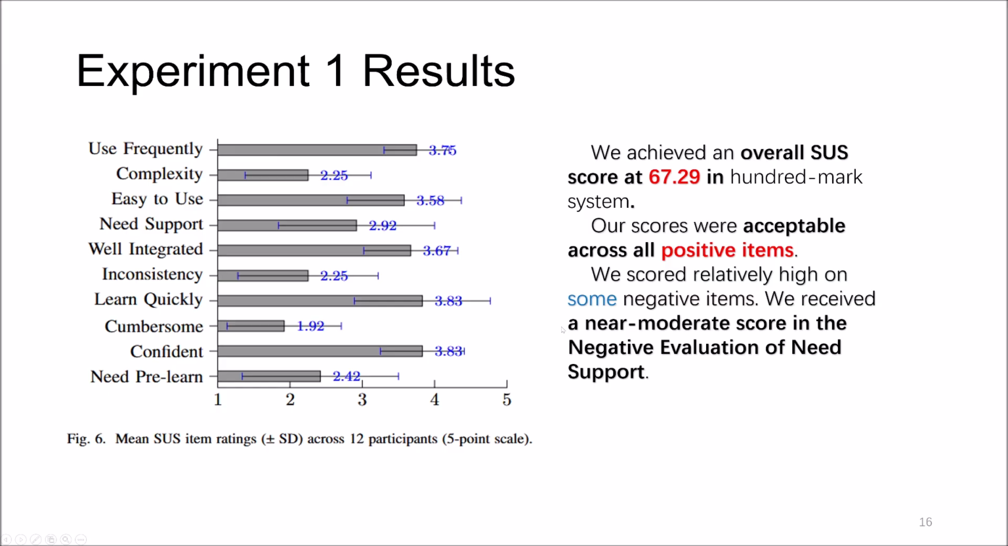Our system achieved a SUS score of 67.29. This is merely acceptable. We scored too high on some negative items. For example, we received a near moderate score on the negative evaluation of needing support here, meaning that many people believe the system requires upfront technical support to use.